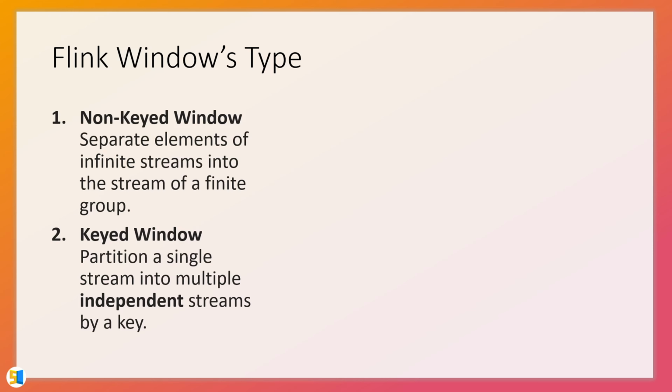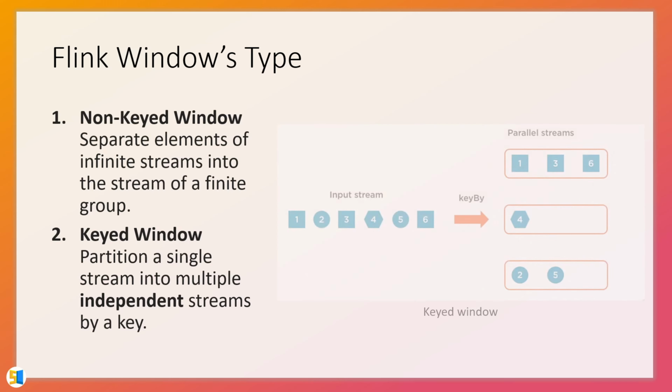And the second type is keyed window. It groups elements to process in parallel. So for example, I have events with different shapes. If we use the key as the shape, Flink will group based on the shape and then execute them in parallel streams. So after we decide the type, next we can choose how we assign the events into the window.